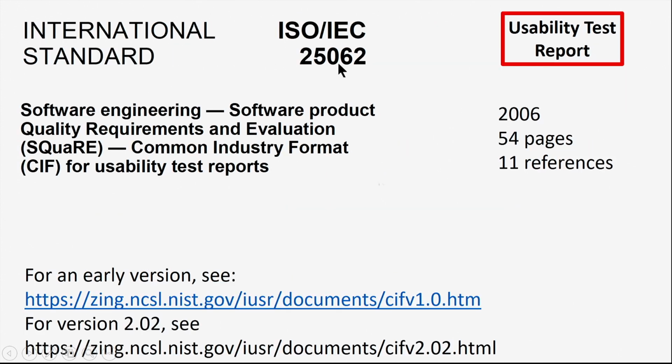So what I want to do is focus on the first document in this series, ISO 25062. You can see by these numbers, these are a little more substantial. It was first released in 2006. It's got 54 pages, so we're now talking about far more content. 11 references, which is somewhat a smaller number. So this is really about what should be in a usability test report.